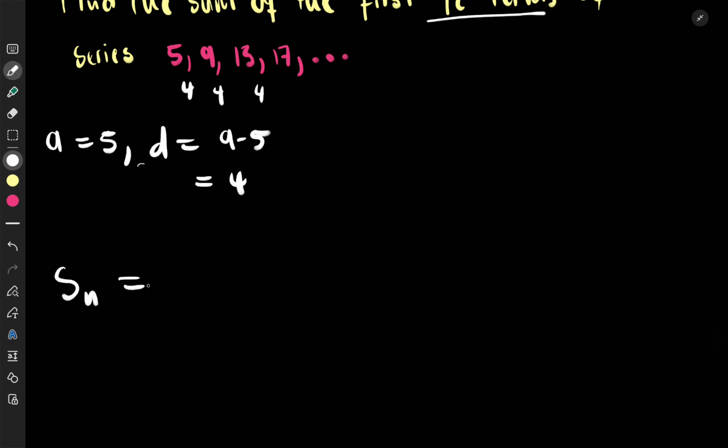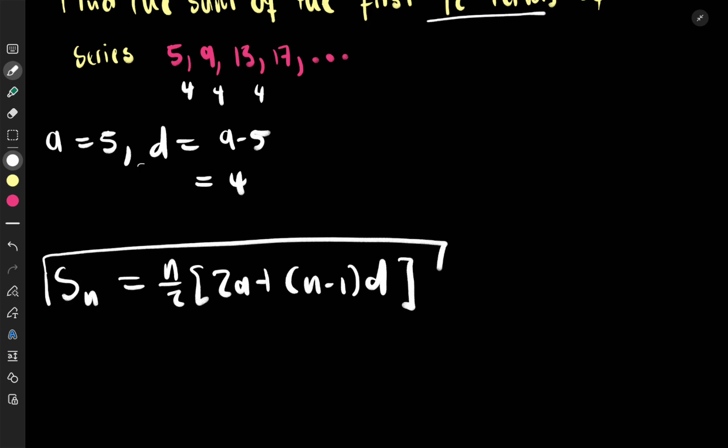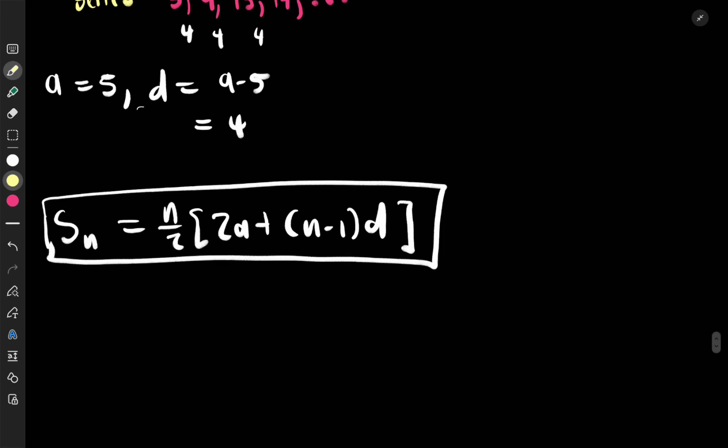And my sum, Sn, is n over 2 times (2a plus (n minus 1)d). Here, your ability to remember this formula is what we are going to be testing, because you have to know these formulas.